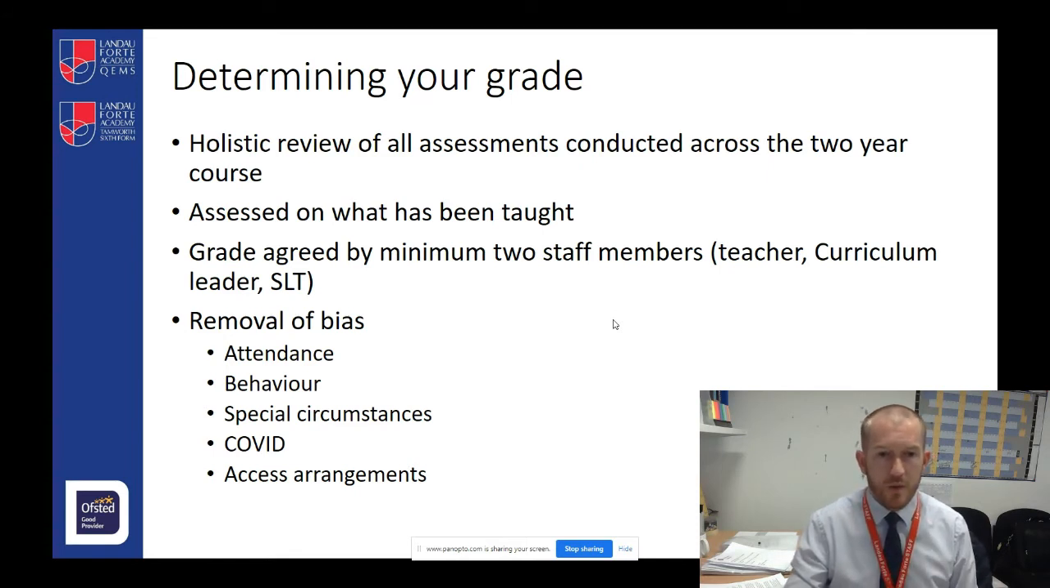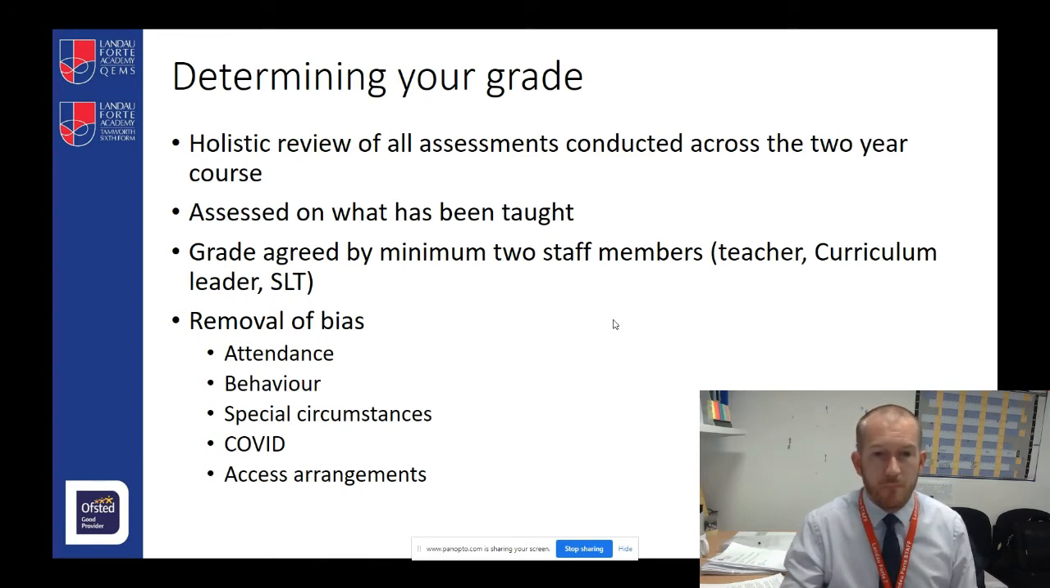All of your grades will be agreed by a minimum of 2 staff members. So that is your teacher, the curriculum leader for that subject, as well as the SLT link in that respect. So for the most part, and in the majority of subjects, there will be 3 staff that have looked at that evidence and agreed on your grade. Now that grade is determined with a complete removal of bias. So staff have been trained already in the process, the policies, and what we expect those to be following.